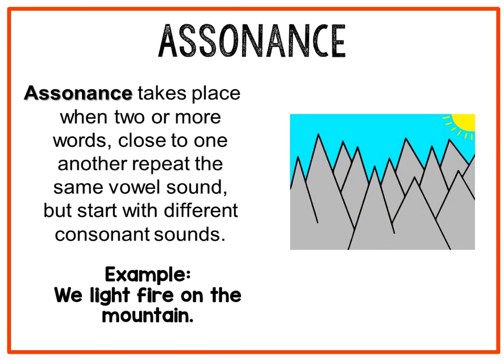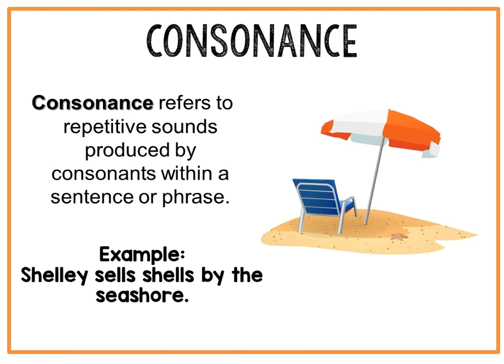An assonance takes place when two or more words close to one another repeat the same vowel sound but start with different consonant sounds. We light fire on the mountain. Consonance refers to repetitive sounds produced by consonants within the sentence or phrase. An example, Shelley sells shells by the seashore.